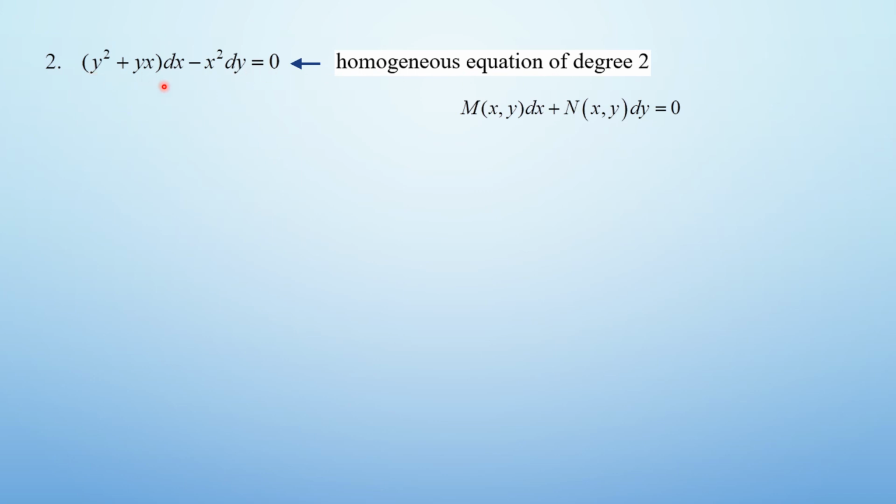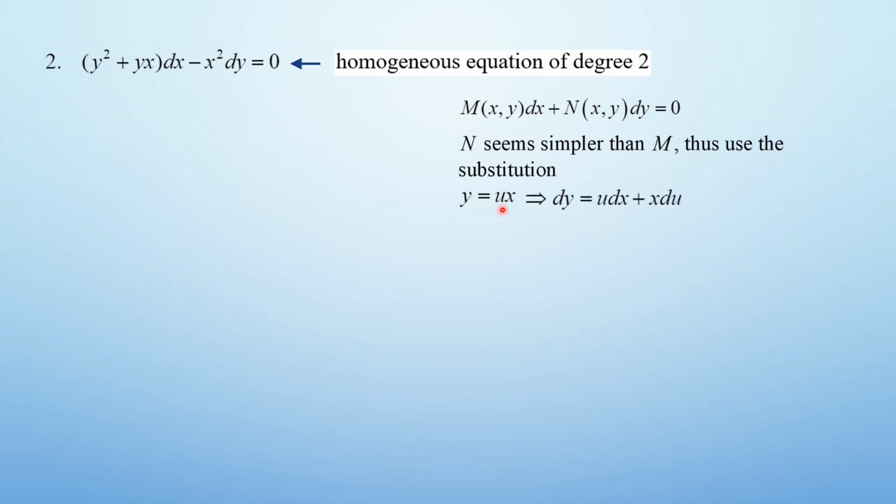So how do we solve this homogeneous equation? We compare M with N and it seems that N looks simpler than M. Now since N seems simpler than M, we use the substitution y equals to ux and dy equals to u dx plus x du. So let us perform the substitution. y squared becomes ux everything squared, plus yx becomes ux times x dx, minus x squared, and the dy is replaced by u dx plus x du, equals to 0.